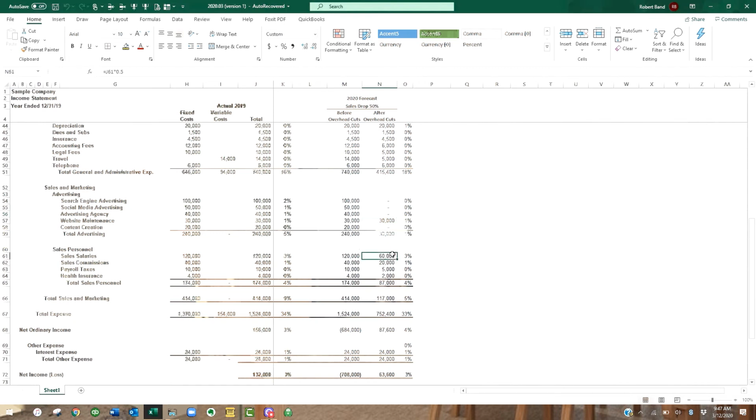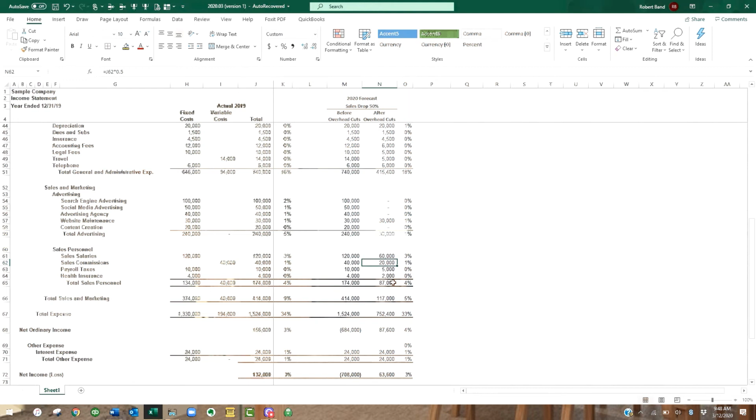Sales personnel, you might have to either reduce comp of two salespeople or cut one, and commissions will obviously go down. Actually, commissions should be in the variable column. So let me switch that. But anyway, they will go down with lower sales, and as will payroll taxes and health insurance.